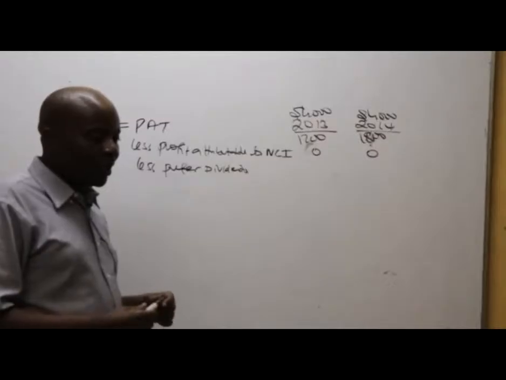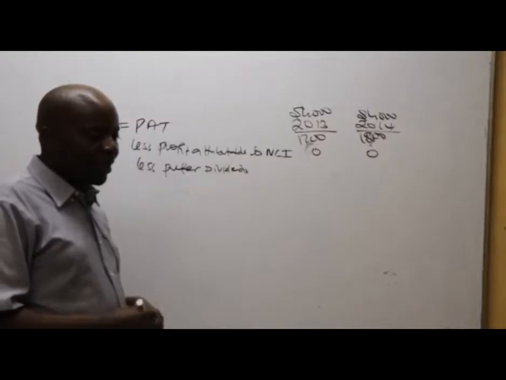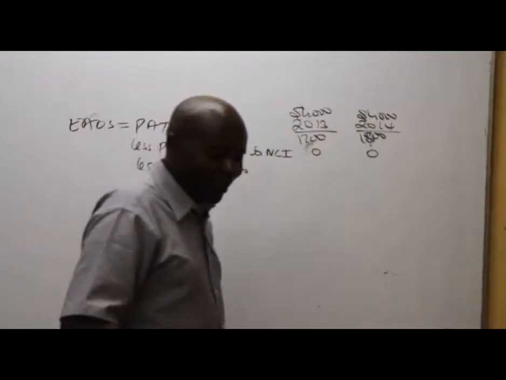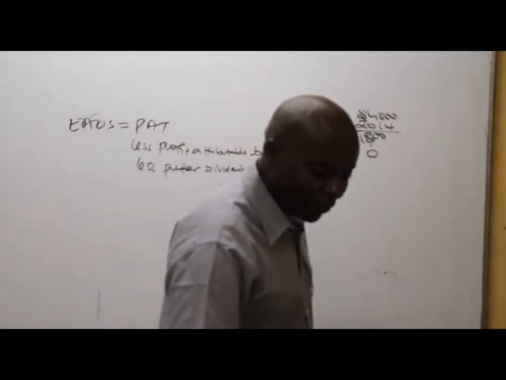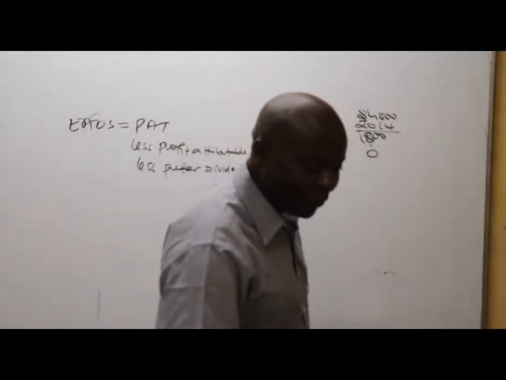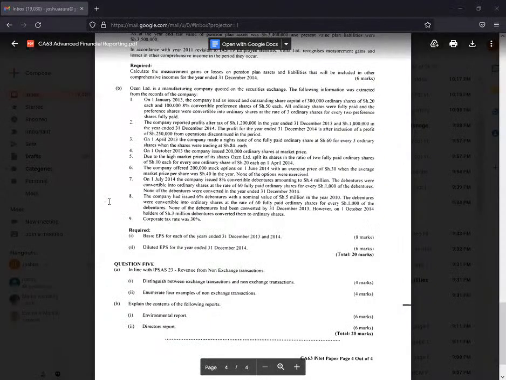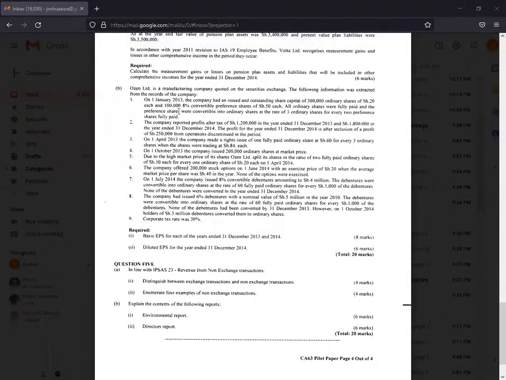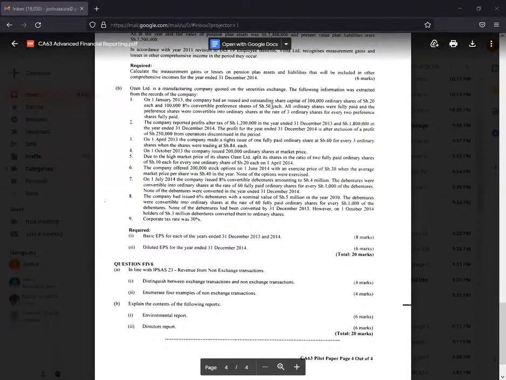Are we together? Yes. So could you then kindly give me the preference dividends here. Preference dividends, what do we have? There is a place they gave us preference dividends here on 1st January 2013. The company had issued an outstanding share capital of 300,000 ordinary shares of shillings 20 each and 100,000 8% convertible preference shares of shillings 50 each.